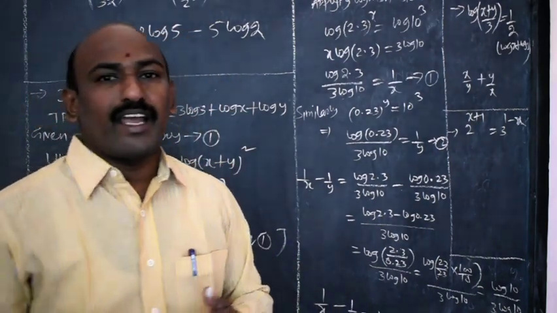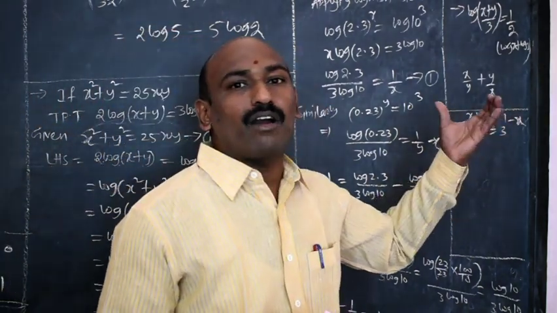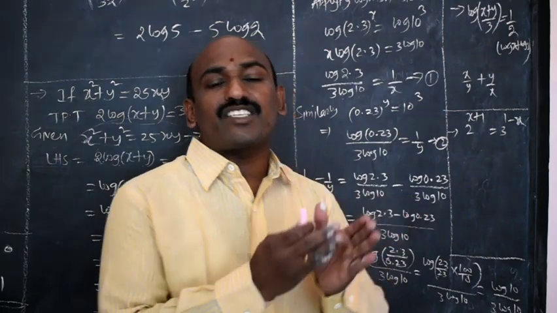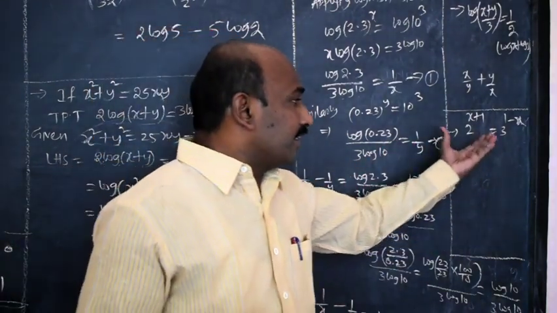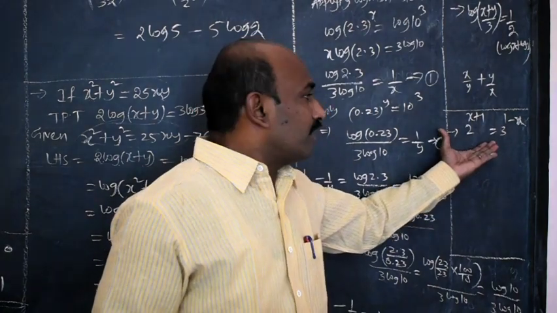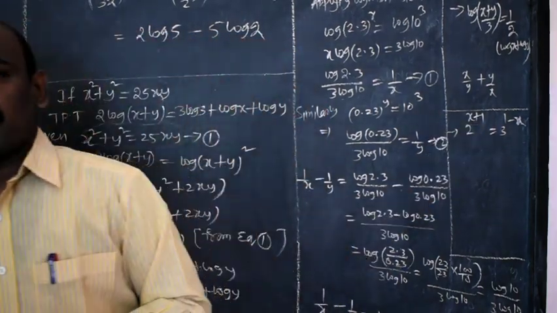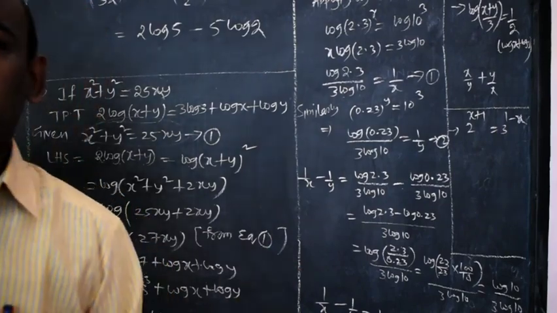Whenever powers are there, as I discussed, apply log on both sides, bring the x terms together and the constants to the other side. Then you will get the x value. In this way, we can finish the real numbers chapter. We can go to the next chapter, sets.